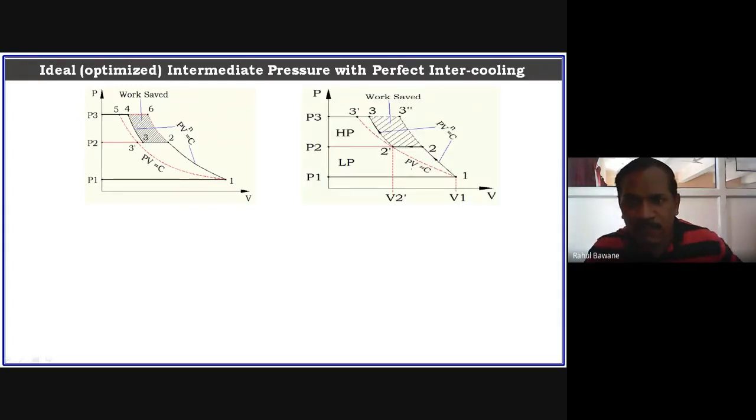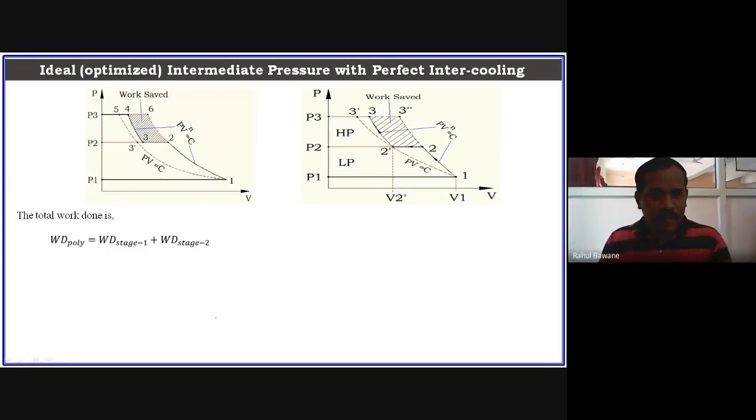But if it is a perfect intercooling, we get this kind of PV diagram. After intercooling, our point 2 dash has a temperature exactly equal to point 1. So T1 will be equal to T2 dash, and again compression gives the maximum work saving. In the imperfect intercooling case, we definitely save work, but with perfect intercooling the saved work will be more than with imperfect intercooling.